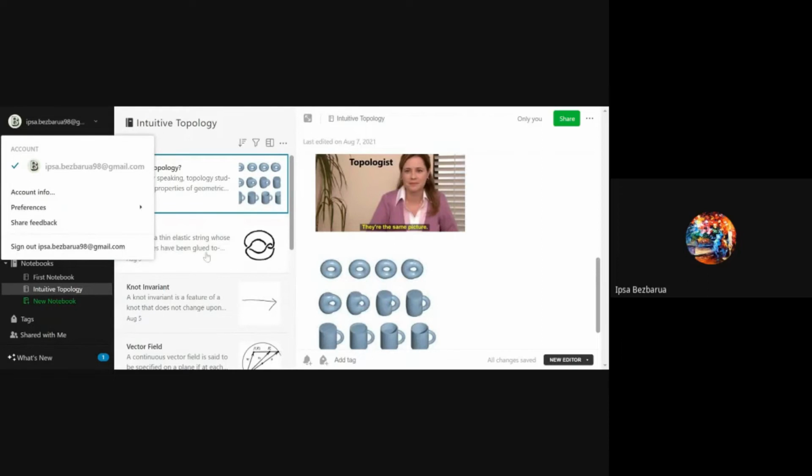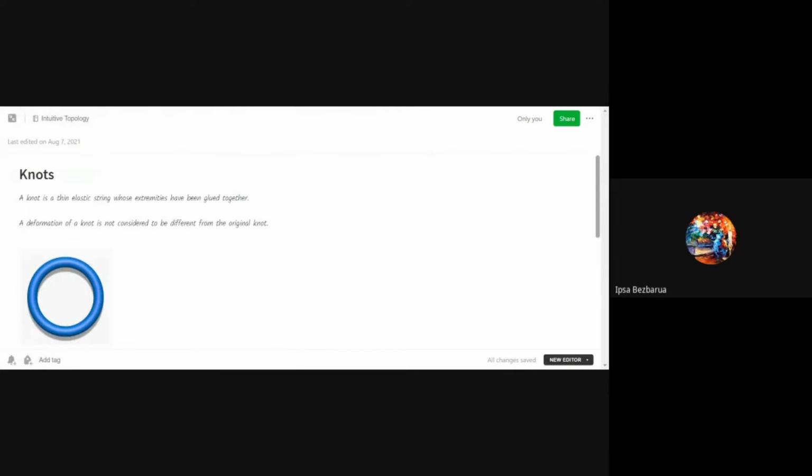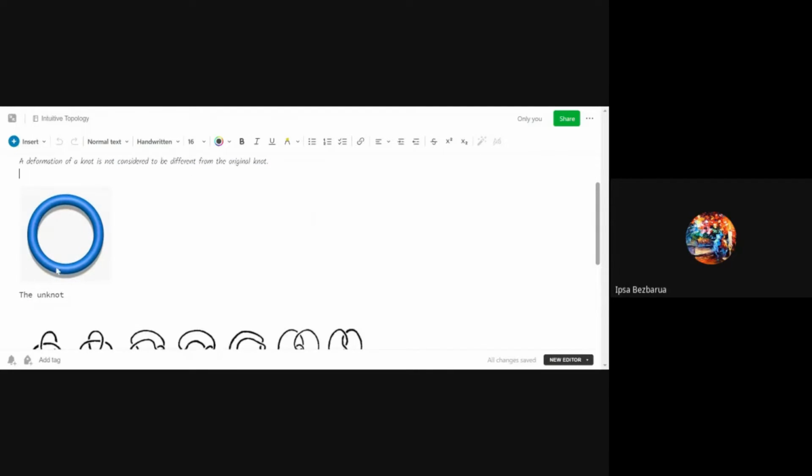Thank you, Anand. Next, let's look at what a knot is. A knot is kind of like an elastic string, but the ends of the string are tied together or glued together so that it's just one smooth thing. A deformation of a knot is not considered to be different from the original knot. This statement is very important, which we will see in the next note. This is called the unknot.